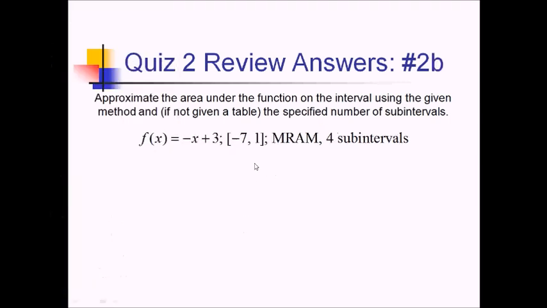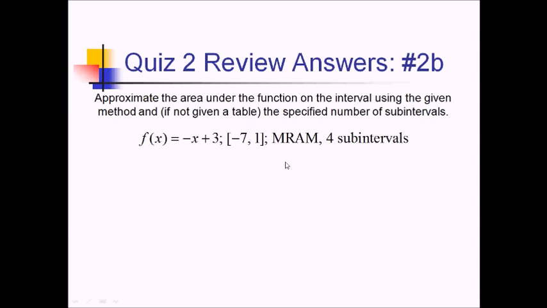For this problem, I want to figure out an approximation for the area under -x plus 3 from -7 to 1 using MRAM over 4 subintervals. Now, it's very important to realize that they're asking for an approximation, not the true area. I could actually find the true area since this is just a line by doing some triangles and maybe some other shapes, but they don't want the true area. They want an approximation with MRAM. So let's make a table and give it to them.